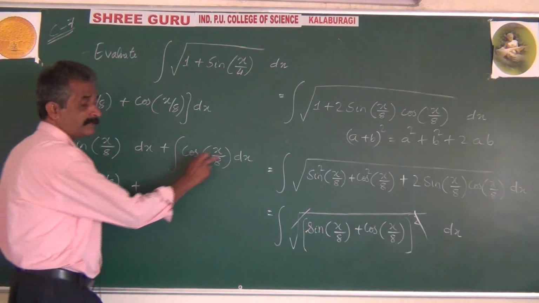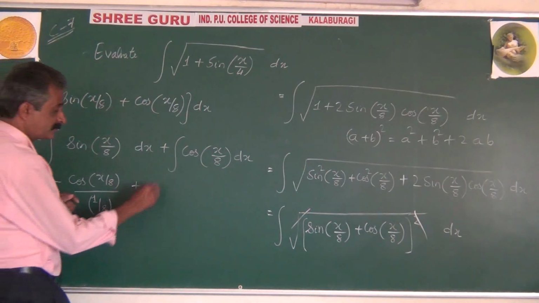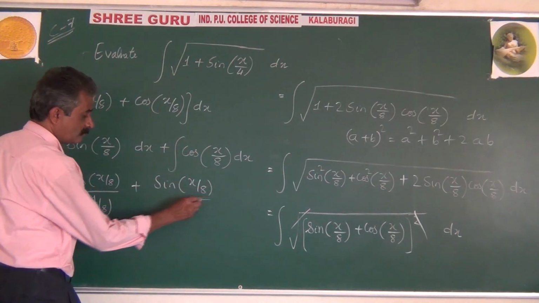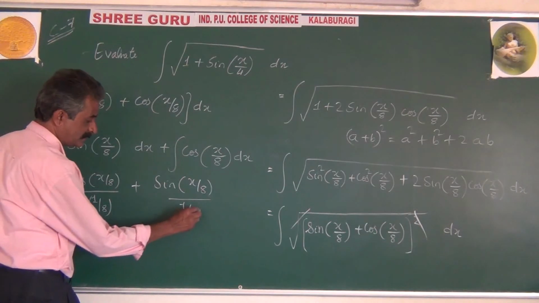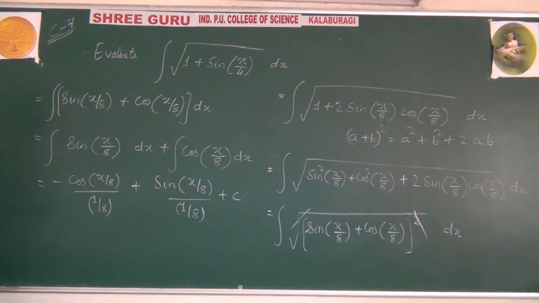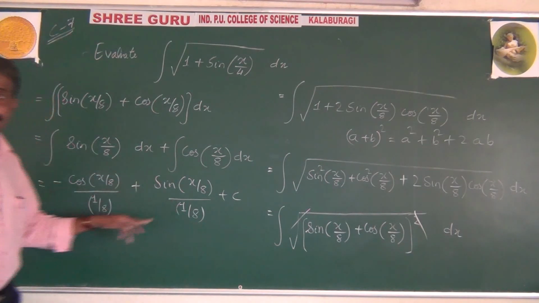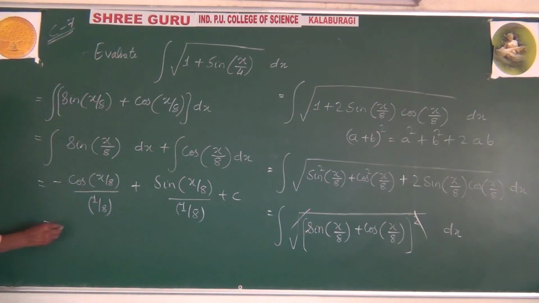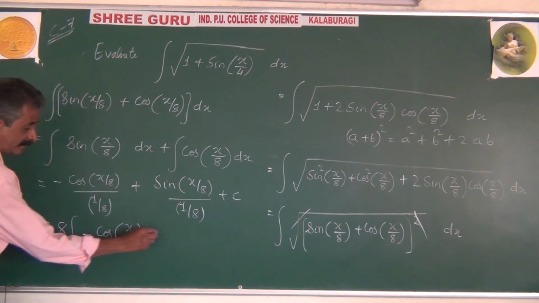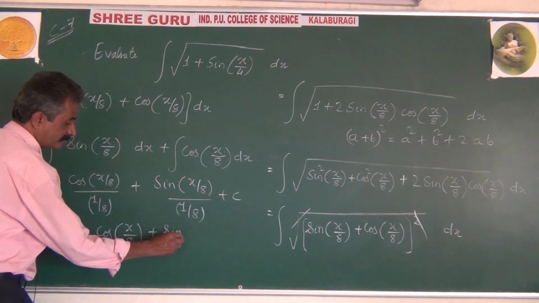Similarly, integration of cos function is sine function, that is sin x by 8 divided by 1 by 8, plus constant. And lastly, you can write 1 by 8 as 8. Here 8, here also 8. You can take 8 common if you wish. After 8 being common, minus cos of x divided by 8 plus sin of x divided by 8, plus c.